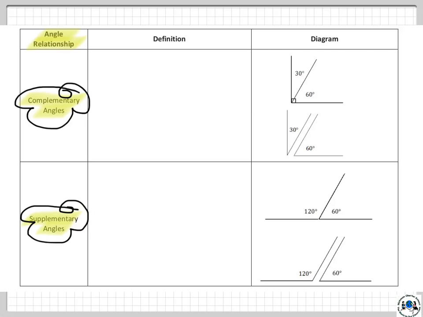Anyway, what I'm going to ask you to do right here is come up with a definition just by looking at these diagrams. If you could just go ahead and write a definition for complementary angles based on the diagrams they give you there. And then do the same for supplementary angles by looking at the diagrams they give you here. So go ahead and do that. Write your definition, come back, and I'll write some definitions as well.